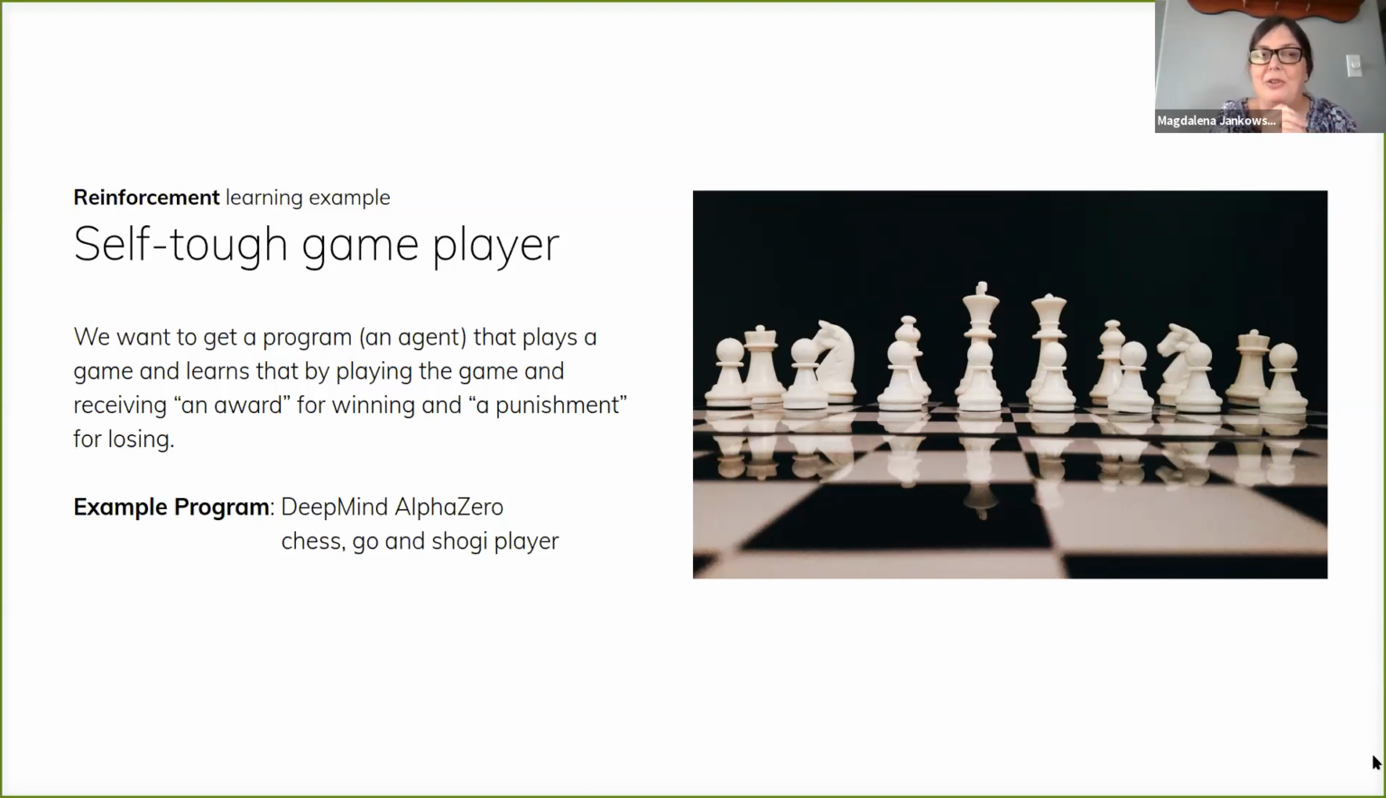This program actually had only encoded the rules of the game, let's say chess, and then it played thousands and thousands of games against itself and received those punishments and awards for winning and losing. And that's how the policy was learned. And the kind of paradigm shifting in this case is that it's not only that it's better than previous programs, but it actually discovered some totally new strategies for playing chess that people never considered, and now they study them.